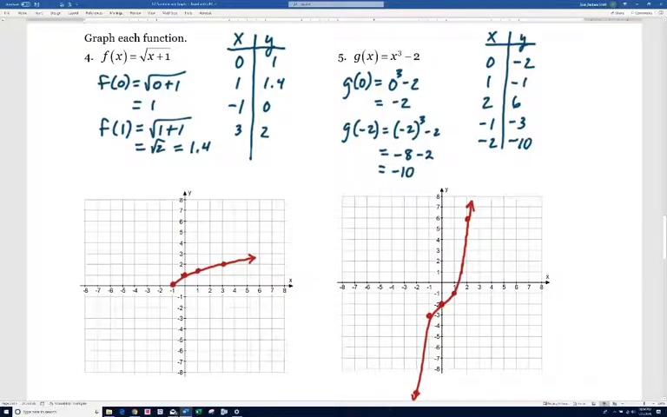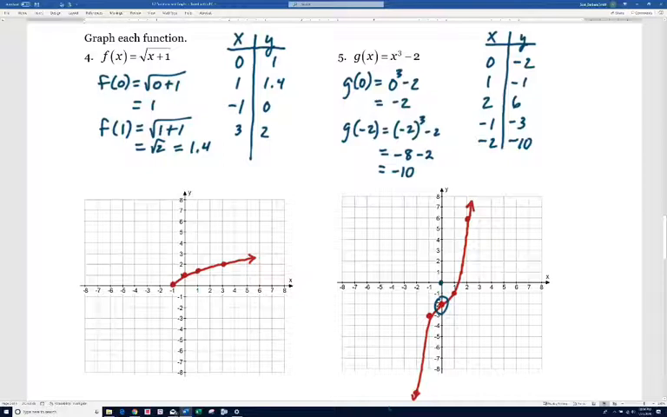In fact, if you know your square root graph and your cubed graph, normally the cubed graph has this point at the origin. So really this is just the graph of x cubed, but it's down 2. Later on we'll be talking about shifts, and that's the type of thing that we'll be discussing.